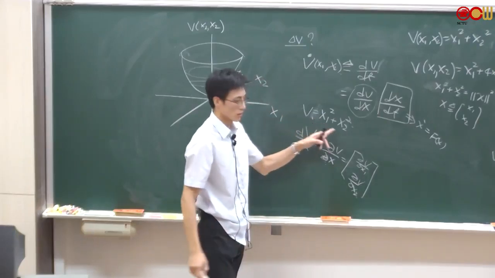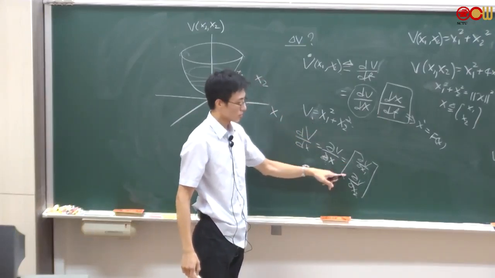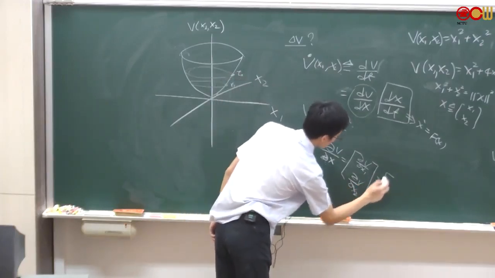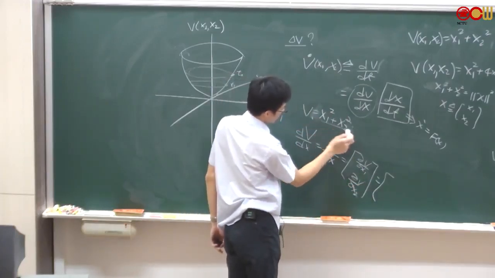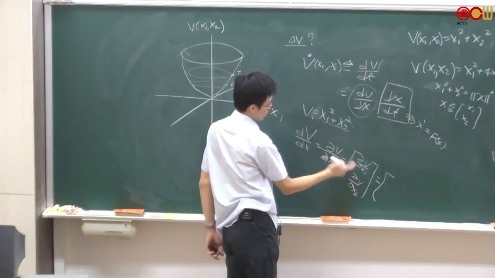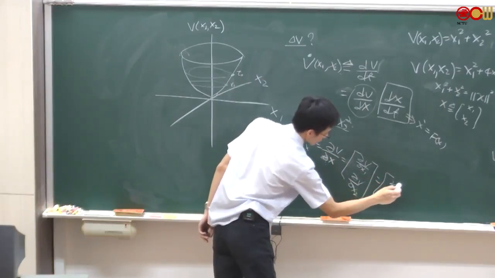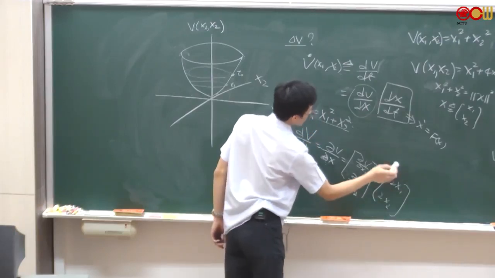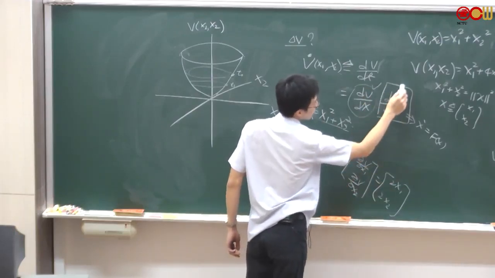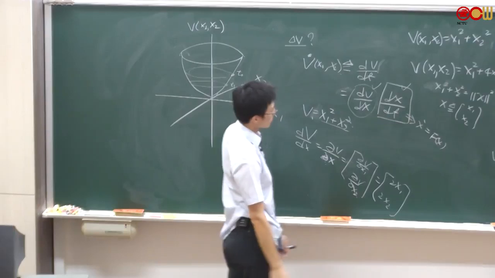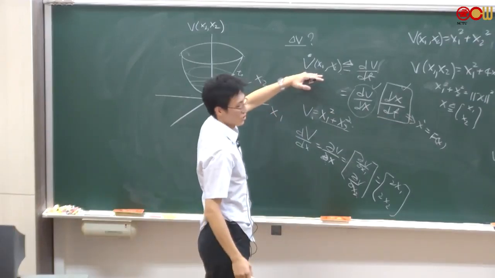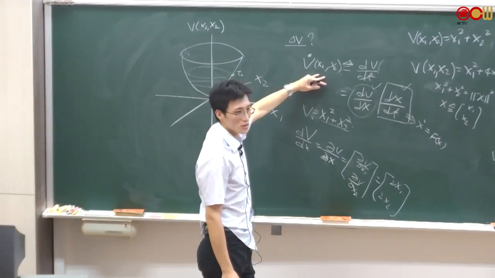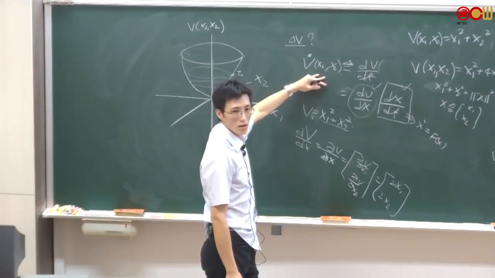Because you have two arguments, right? There will be a column vector. So what's this? V is this. Partial with respect to x1, that's 2x1. It's 2x2. So this is known, and the time derivative of V is known.